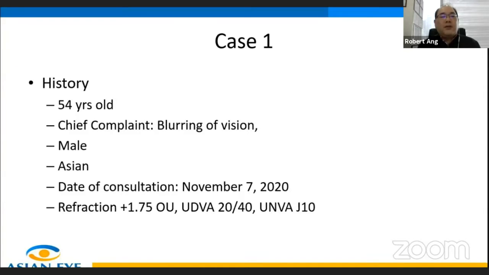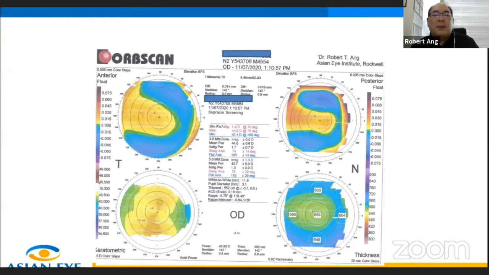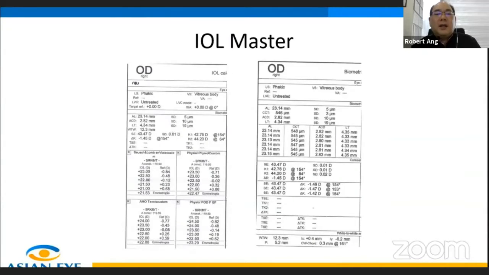So this is a 54-year-old male, blurred vision, hyperopic, and wants to get rid of glasses. So he actually came for LASIK. The old machines I use are Orbscan. So here I see a regular with-the-rule astigmatism. Everything seems okay, but shallow ACD, as you can see here. And then I use an IOLMaster 700, and it gives me all the usual parameters.